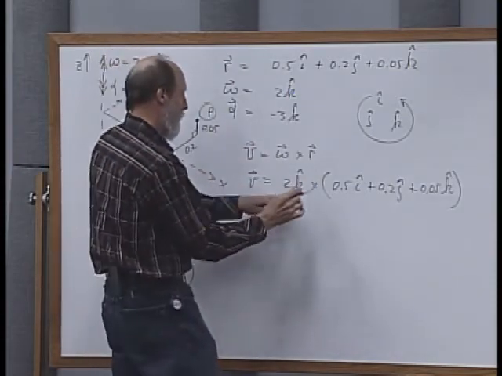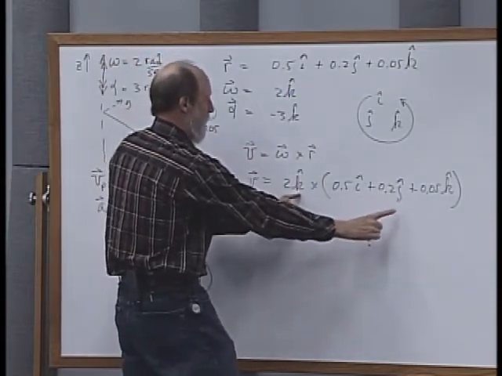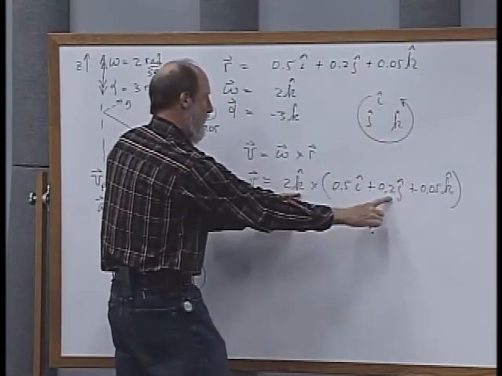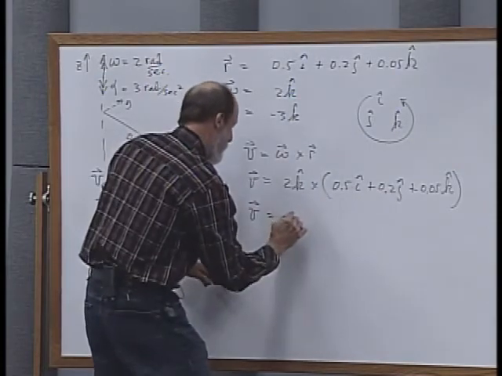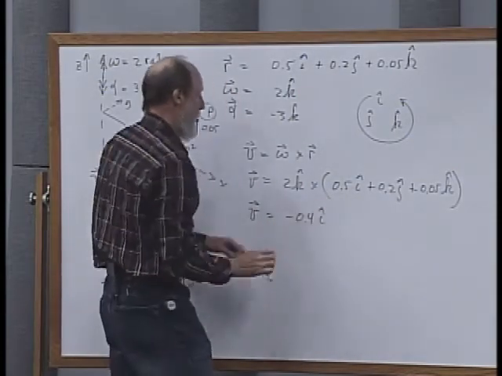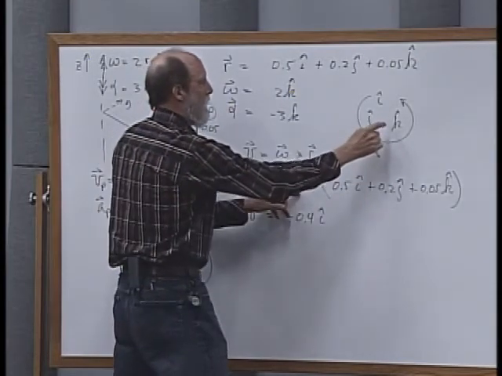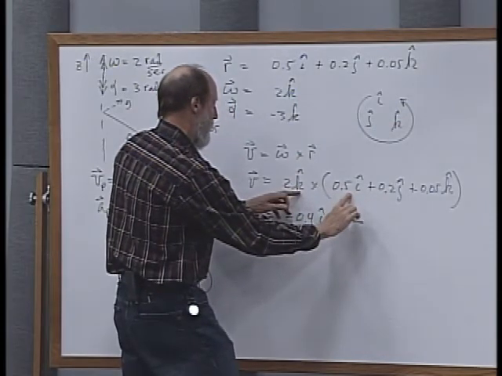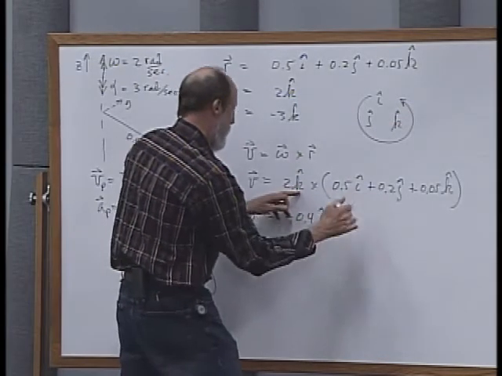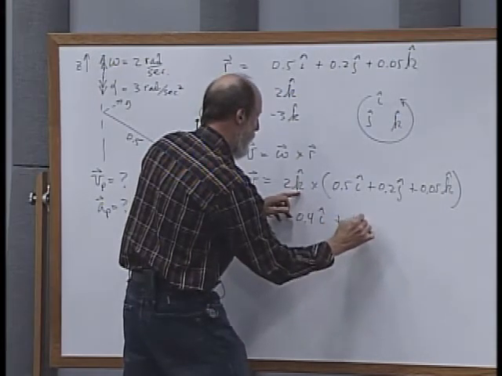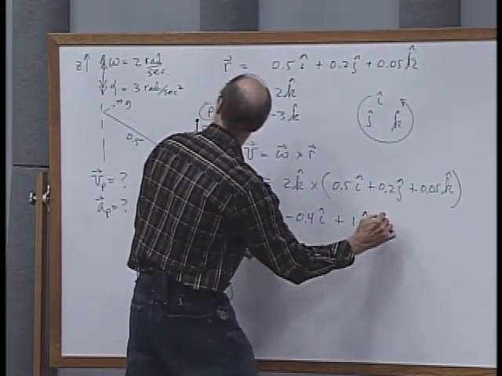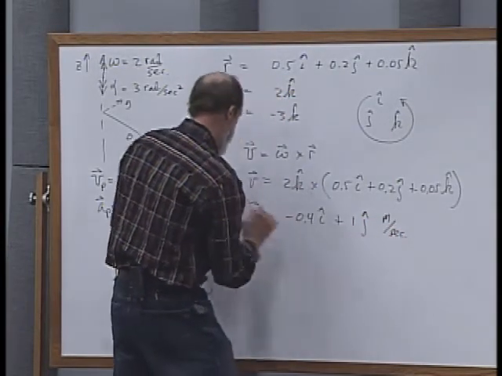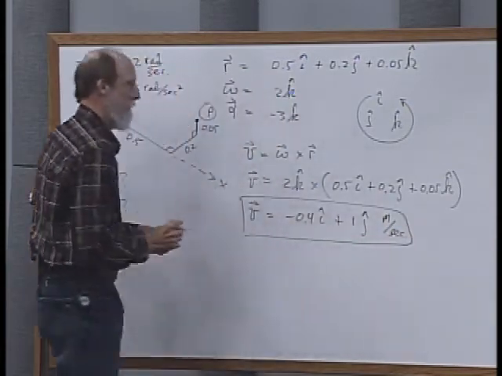Okay? So we're trying to help you be efficient and at the same time know more than one way to handle these things. So if I want to form my I term first, K cross J is negative I, so I'm going to end up with a negative 0.4 I. K cross I is J, so that's going to be my J term, half of 2 is 1, so plus 1J, and the units on that are meters per second. So that answers the velocity question.